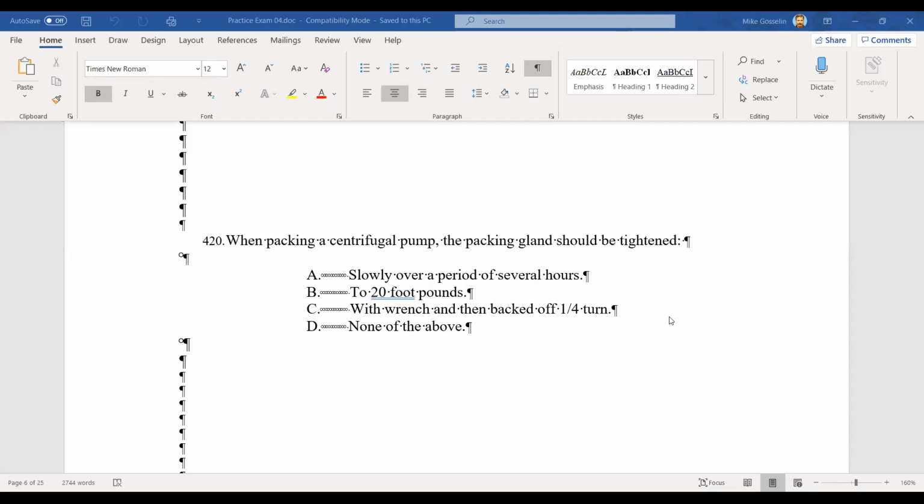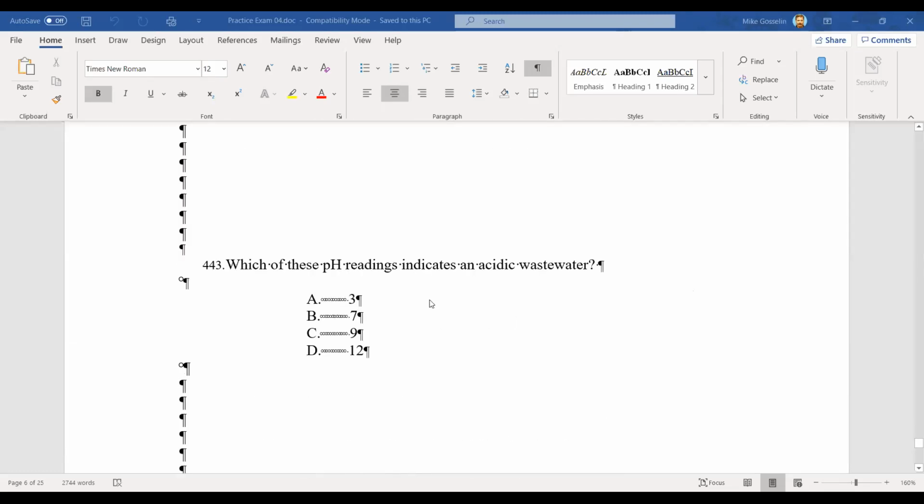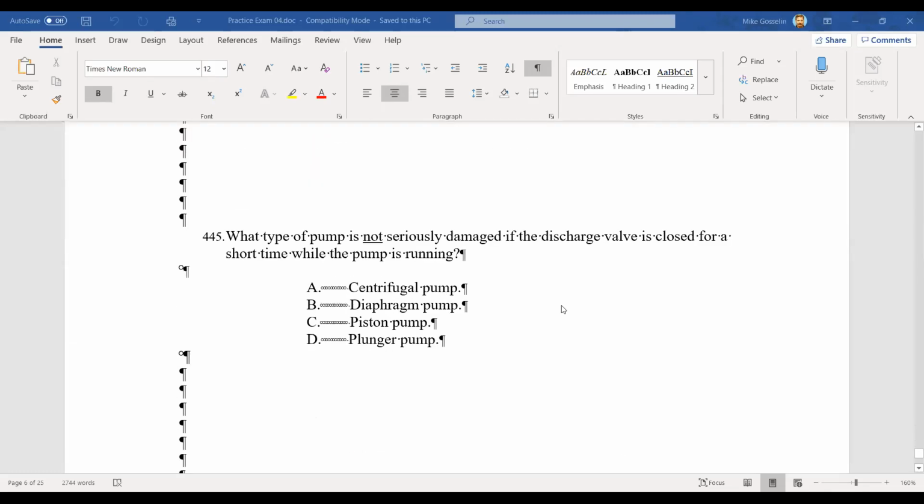Okay, and just trying to cherry pick some questions. What type of pump is not seriously damaged if the discharge valve is closed for a short time while the pump is running?